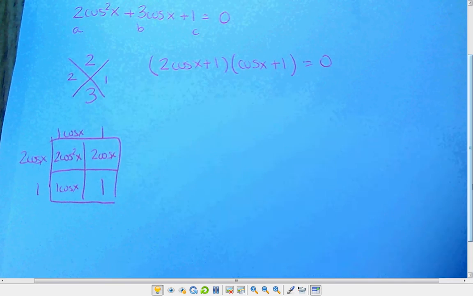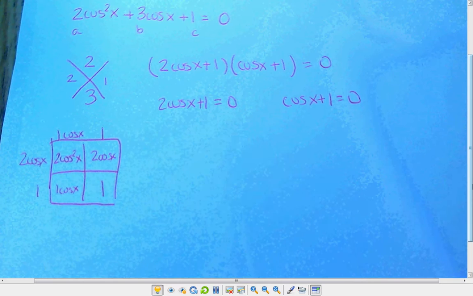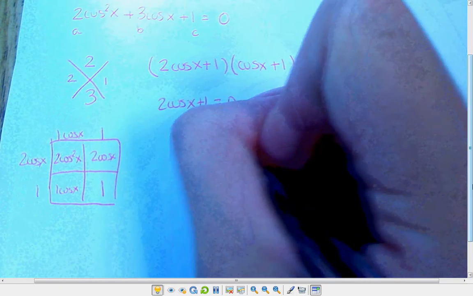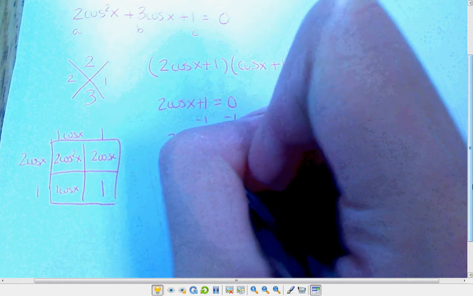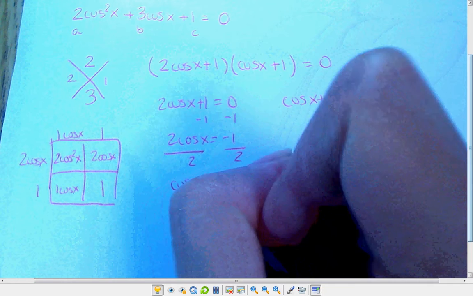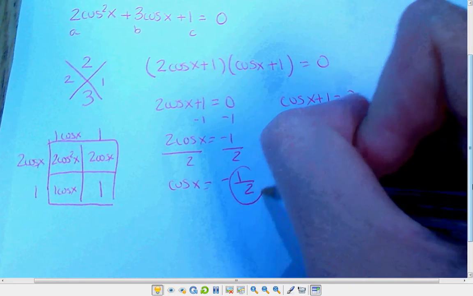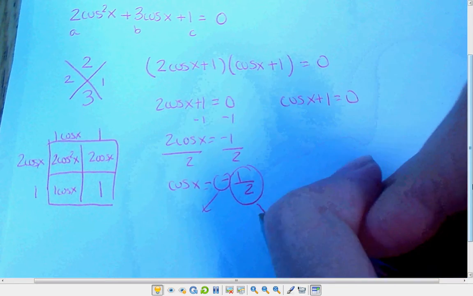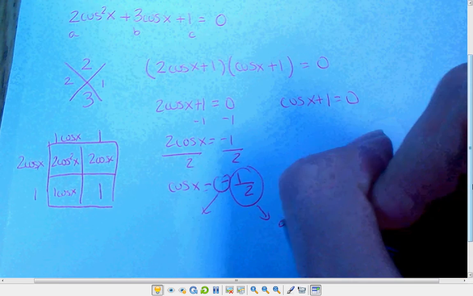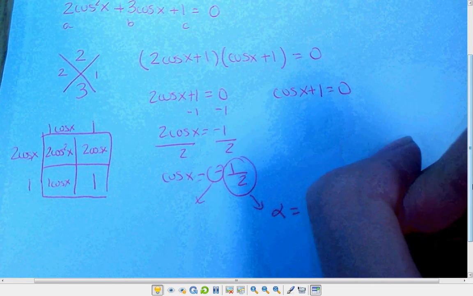And now, just like in my other problems, I'm going to separate them into 2 equations and solve for cosine in both of them. So in this first one, I'm going to subtract 1 from both sides, divide by 2. I get cosine's negative 1/2. I'm going to look for 1/2 in my chart, and I get the reference angle of pi over 3.